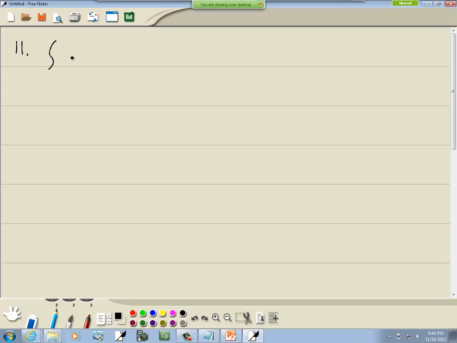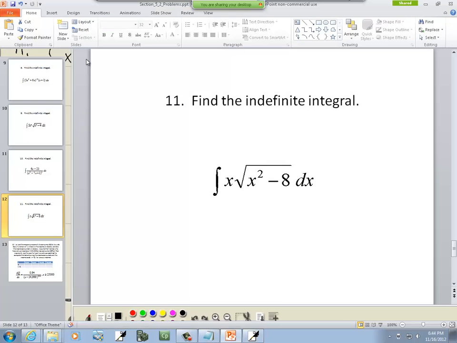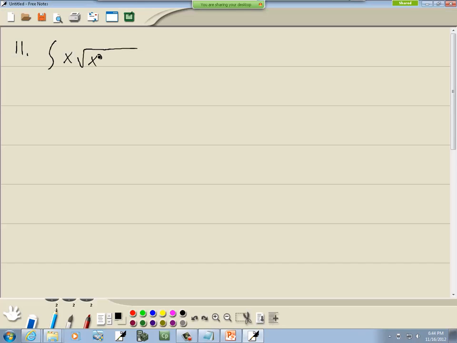Okay, we got x times the square root of x squared minus 8 dx. We have a radical, so that's going to be our u. So u is equal to x squared minus 8. The derivative of that, du, will be 2x dx. Well, we have the x, but we don't have a 2. That's easy. We'll put a 2 in there, but we have to offset it with a 1/2 out in front.